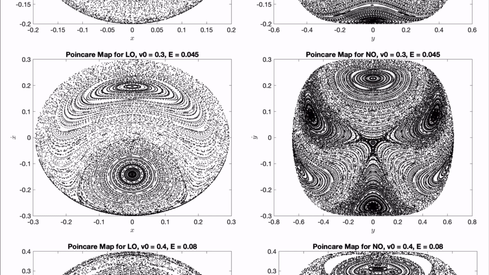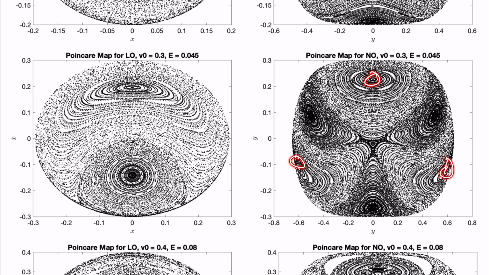And then we also have a fixed point here, a fixed point here, and a fixed point here. These represent a 3-to-1 internal resonance. And then there's another, let me just let the laser go. Here's another fixed point, and another fixed point is over here. And these also represent a 3-to-1 internal resonance.